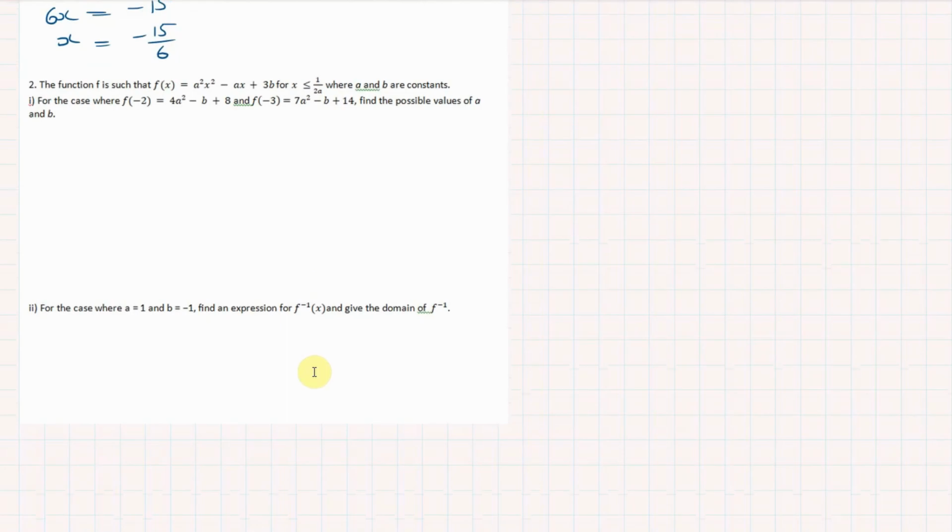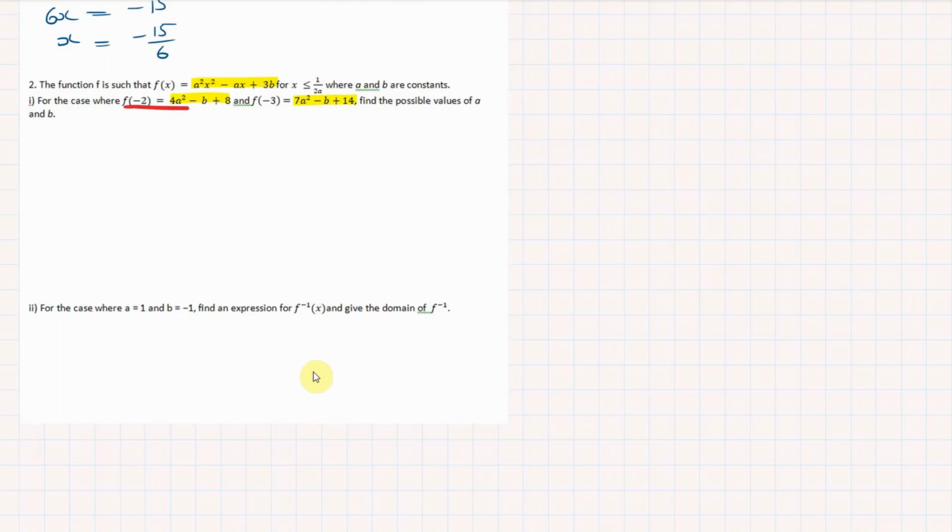Well, this next one, what have we got? A function f is such that f(x) is equal to this here for x less than or equal to 1 over 2a, where a and b are constants. For the case where f(-2) is equal to this, and f(-3) is equal to this, find the possible values of a and b. Okay, this is a little bit more complicated, so we're going to do it in parts.